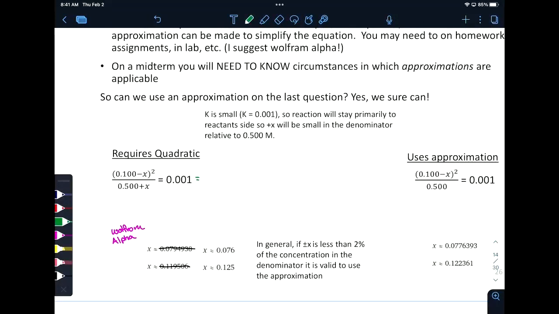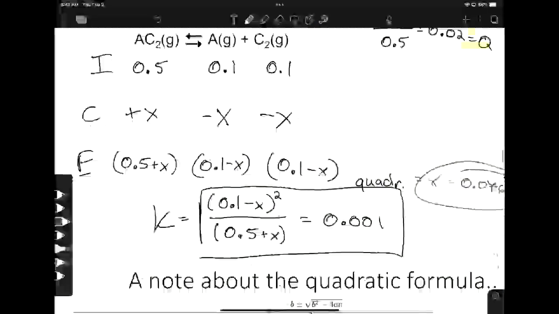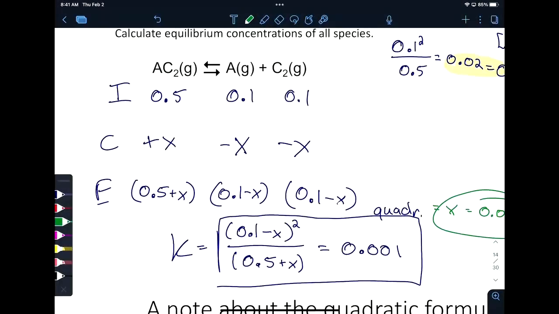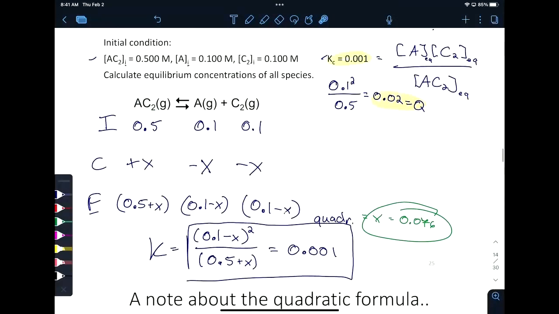K is small. So what is mostly present at equilibrium? Reactants. Yeah, so let's go back to this. If mostly reactants are present, then this x term that's getting added on is going to be quite small.